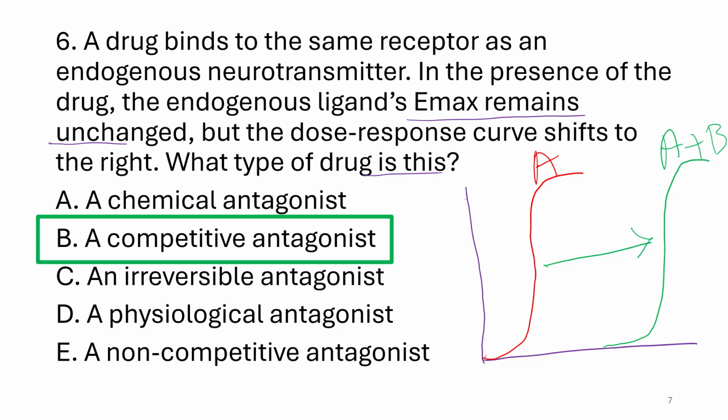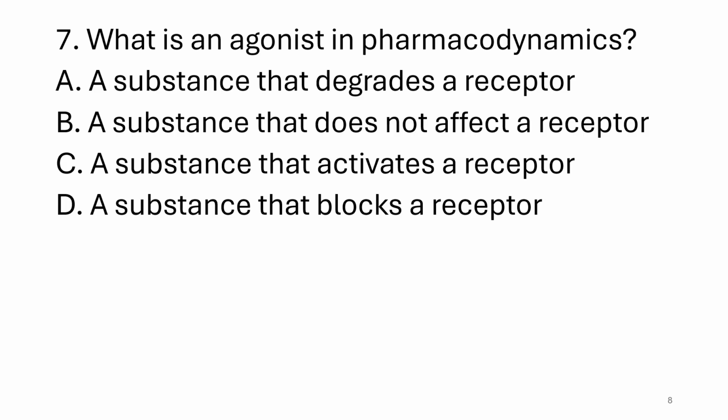That means it shifts the curve because you're increasing the agonist concentration to remove the antagonist from the binding site. So competitive antagonist means both agonist and antagonist compete for the same binding site. That is a competition, right? So Emax remains the same, where only potency decreases. That is a competitive antagonist.